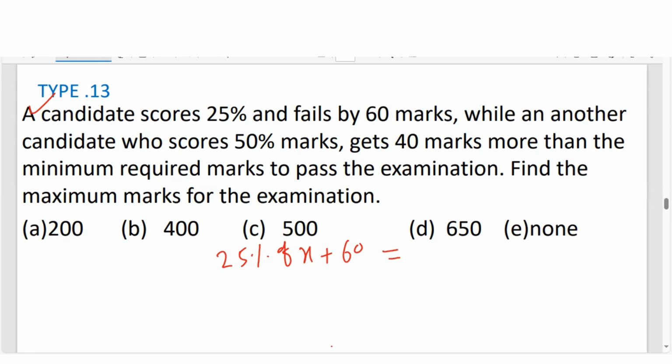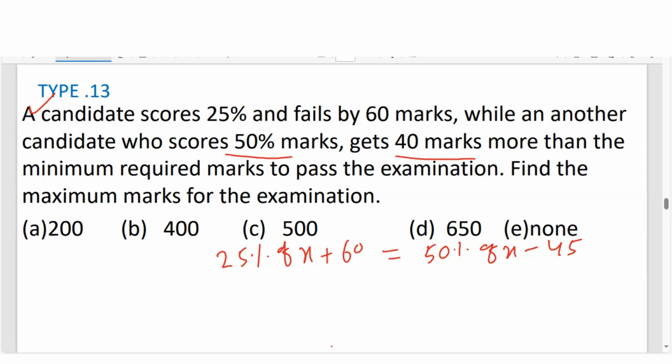The second condition is that he is scoring 50% marks and gets 40 more marks. So this time he is getting more marks. So the maximum marks is X, so that is 50% of X, and this is equal to the passing mark minus 40, because this time he is getting more marks. Okay. Now 25% of X, it is 50% of X, and it is minus 40 plus 60.